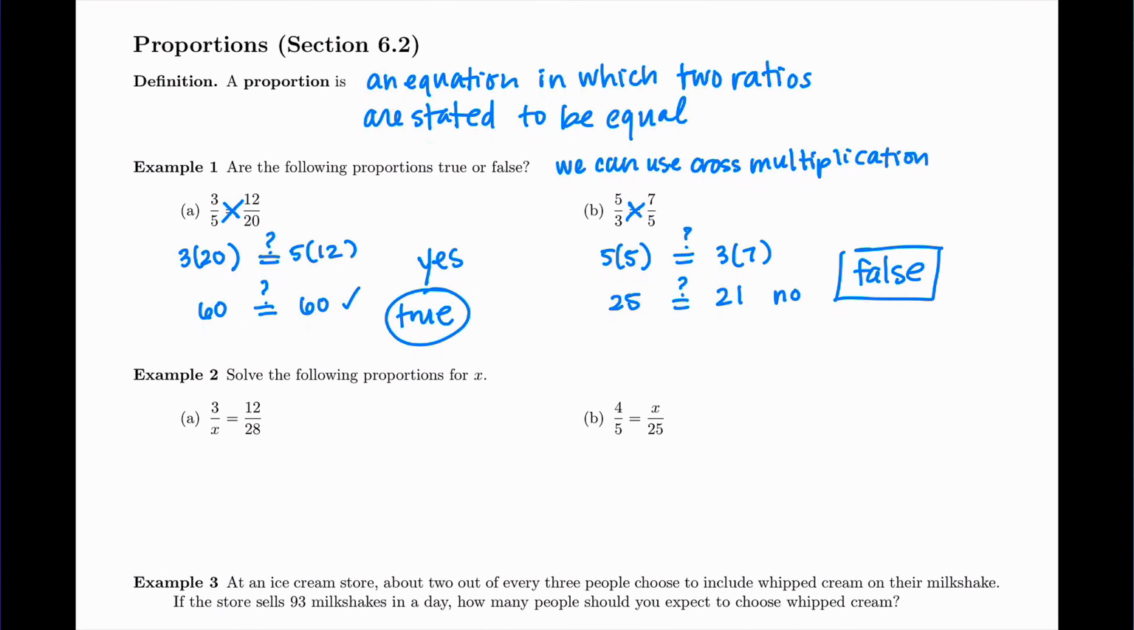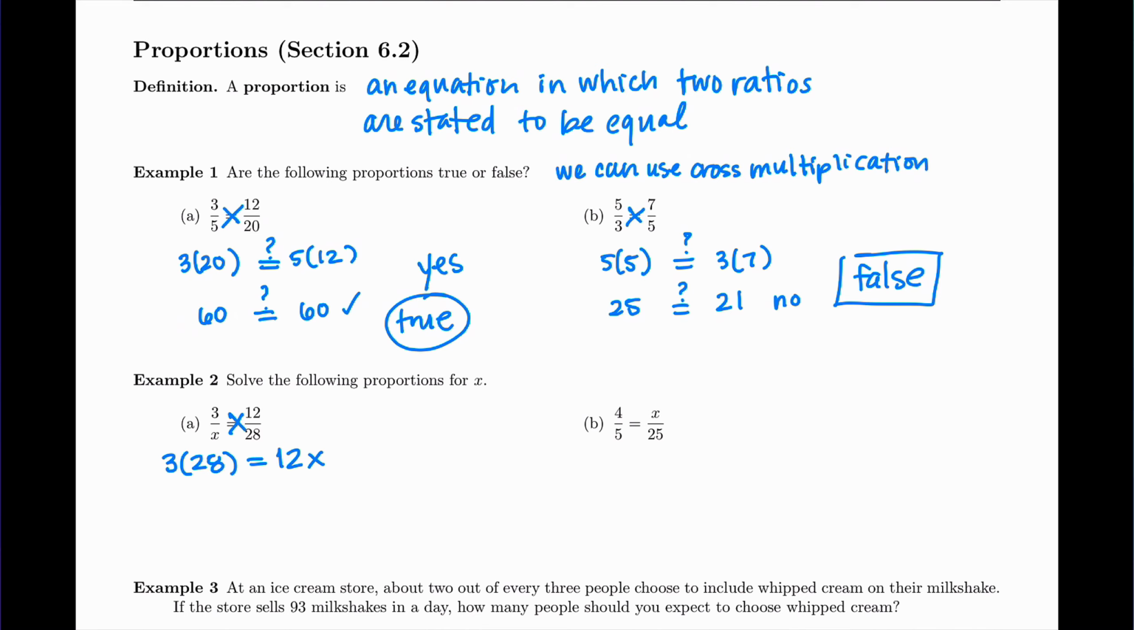Now that we have determined what it means to be a proportion, we are going to solve some proportions, which means we are going to find x in each of these. Again, we can use cross multiplication to help. So I will do my cross multiplication. I have 3 times 28, and I want to set that equal to 12 times x. Okay, 3 times 28 is 84, equal to 12x. And to solve, I'll divide both by 12. The 12 over 12 will cancel. And 84 divided by 12, this tells me that x equals 7.